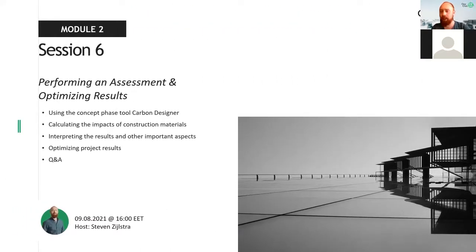Now, during session 6, I will give you a demo of our early phase tool called Carbon Designer. Carbon Designer is really useful to get an instant understanding of the possible emissions you can have when you don't have too much data available yet. We'll also be talking more about interpreting the results. So if you get a bunch of numbers, what do they actually mean? Which of them are important? What would you have to use towards clients and these kinds of things? How do we actually optimize our results? And then there will also be a Q&A session.